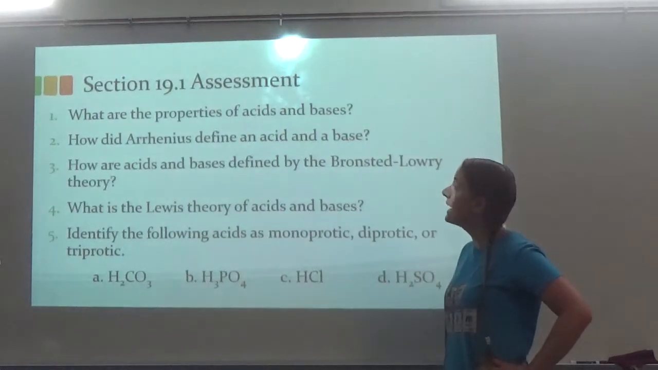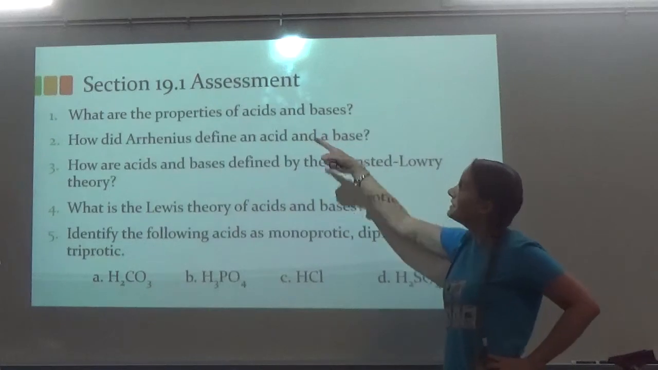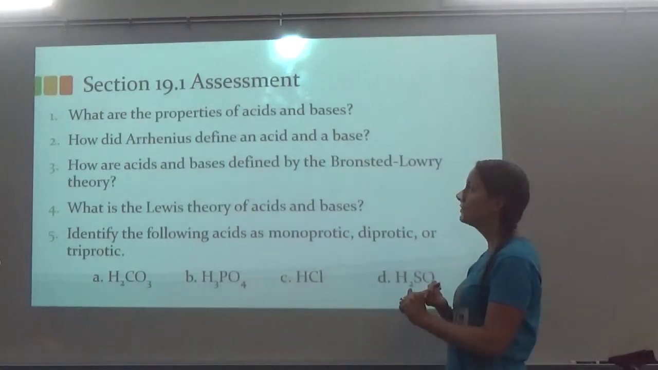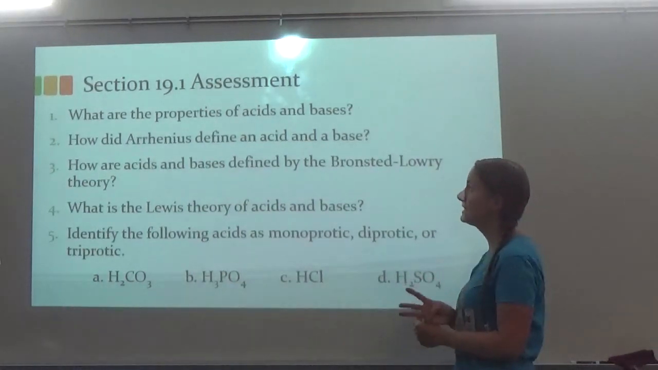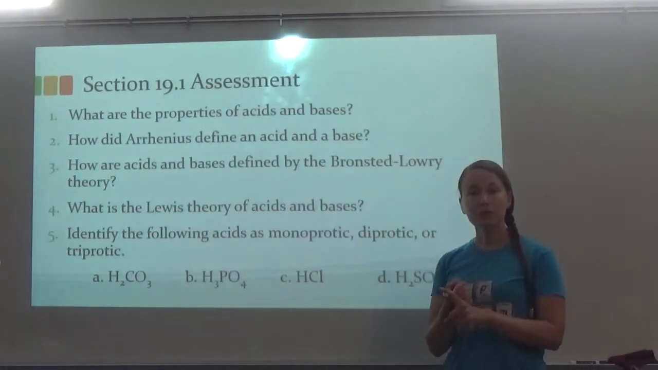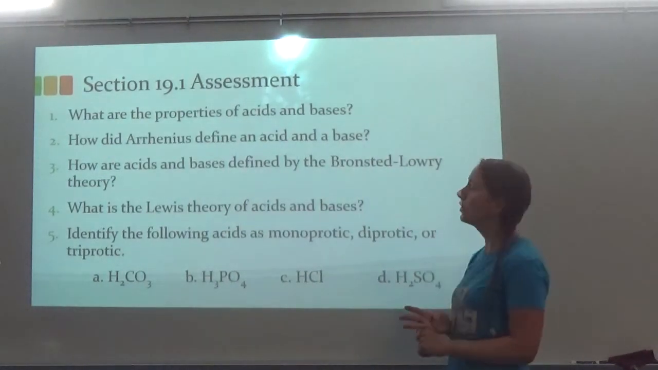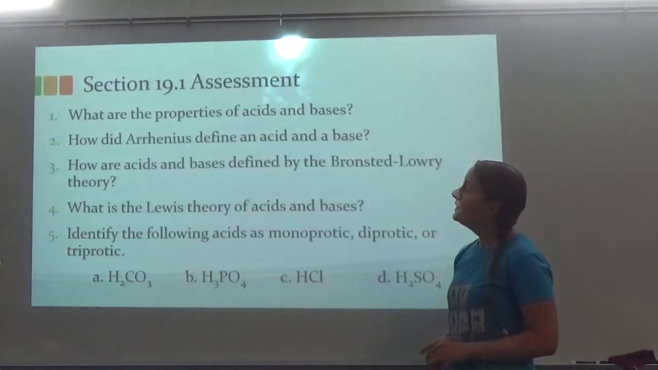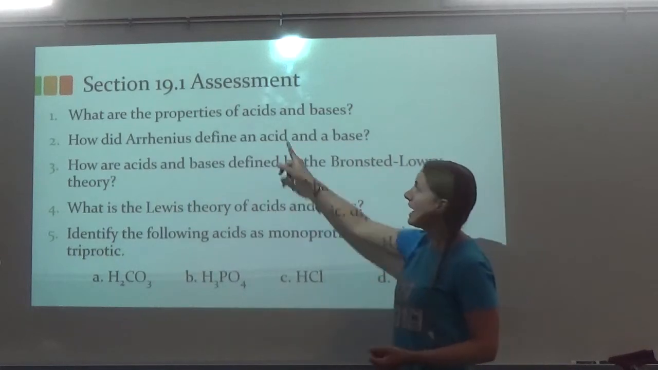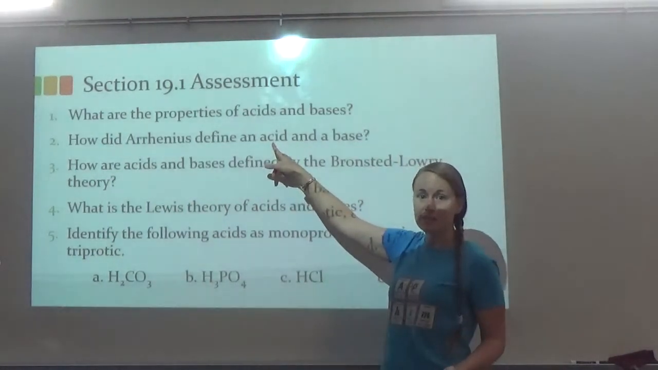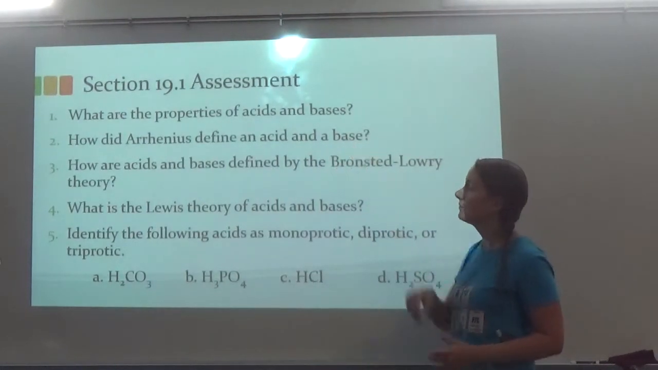So what are the properties of acids and bases? I'm going to go through them quickly because they're already in your notes. Acids taste sour, they change the color of acid-base indicators, they react with metals, and they can be strong or weak electrolytes. Bases are bitter, they feel slippery, they can change the color of indicators, and they also can be strong or weak electrolytes. Number 2, how did Arrhenius define an acid and a base? Arrhenius said acids produce H+ ions in solution, bases produce OH- ions in solution.